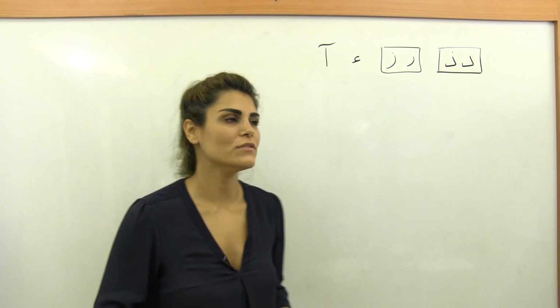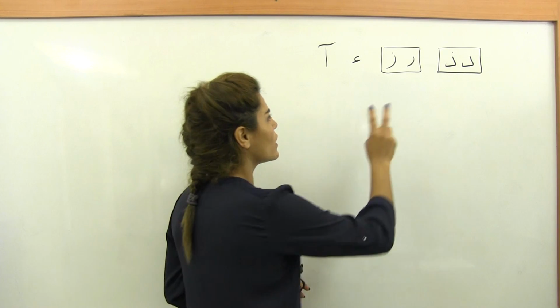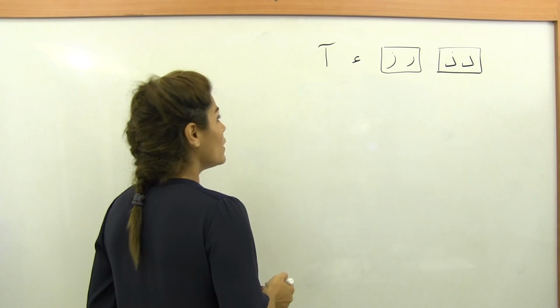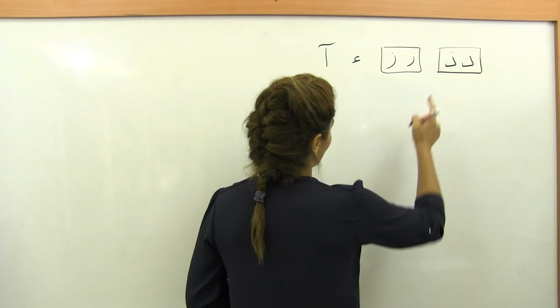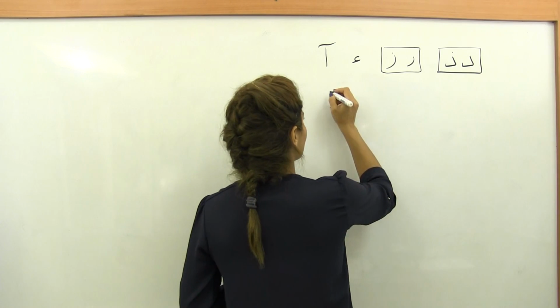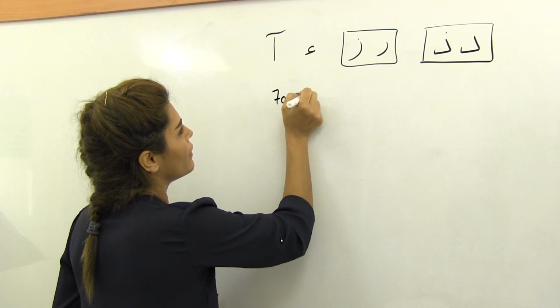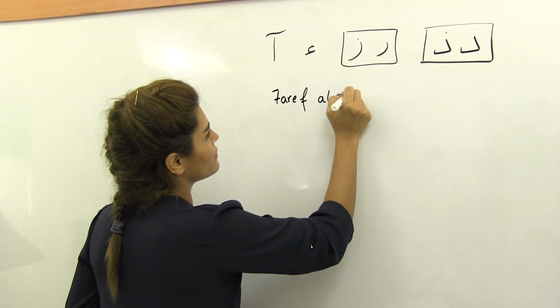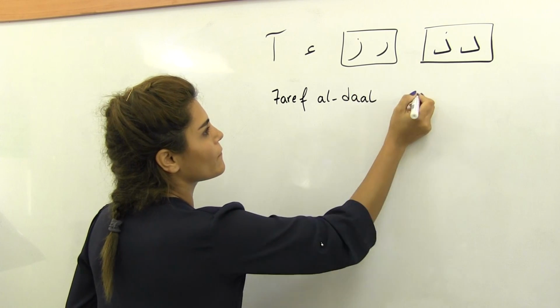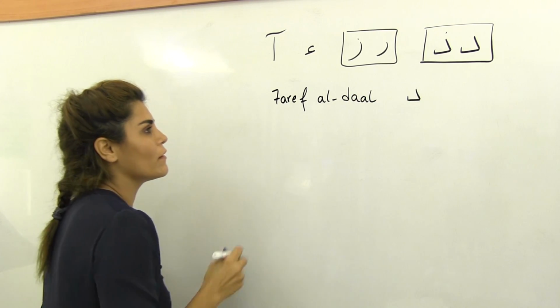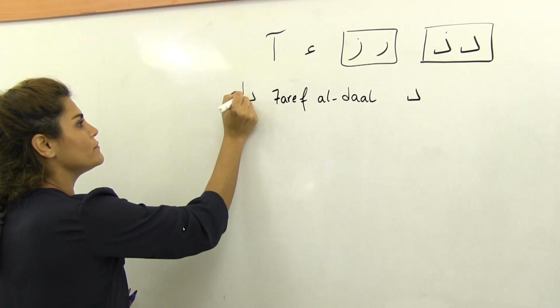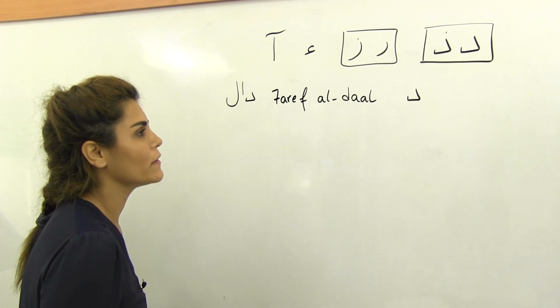In this lesson today, we are going to learn two consonant families. We'll start with the first family. The first letter of this family is حرف الدال. Dal. This is the name.